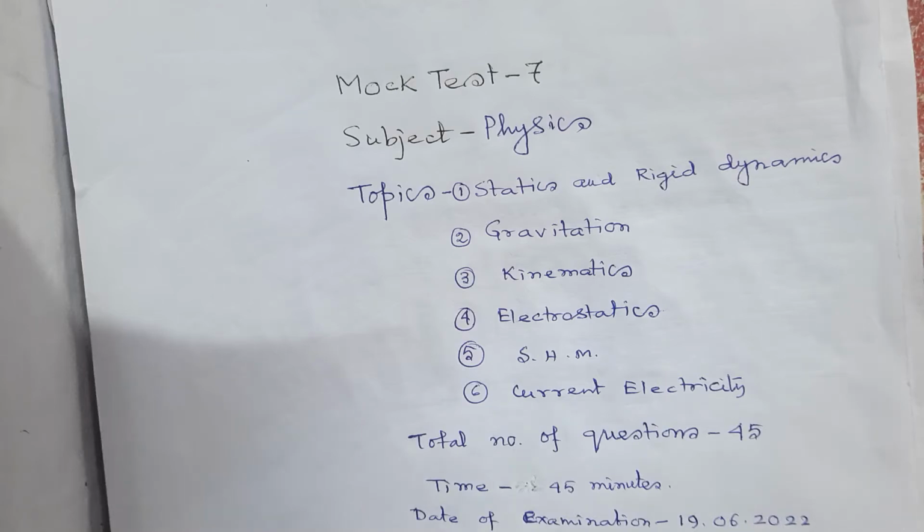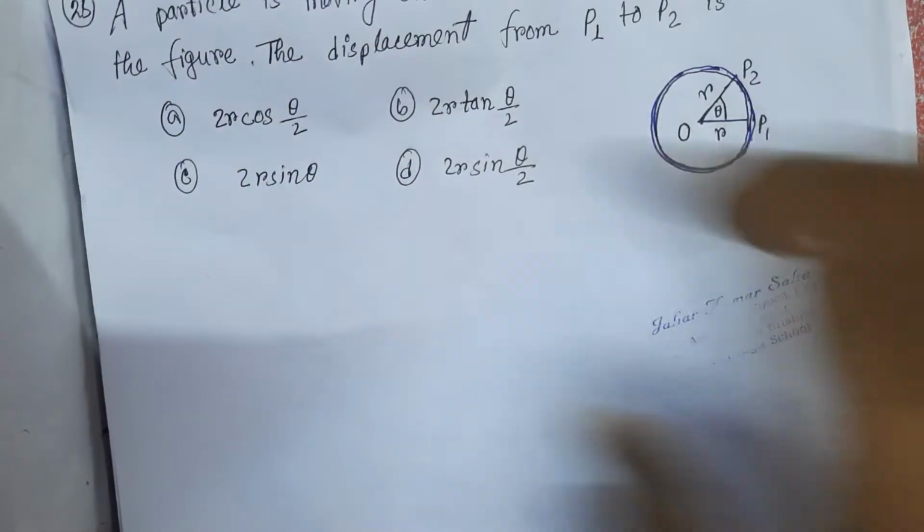Here, in this lesson, I will discuss the answers of the mock test 7. Here, we will discuss the second part of the question paper, that is from question number 25 to question number 45. Let us take the first question, that is the question number 25.